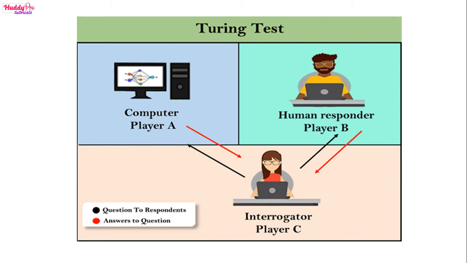This test aims at fooling the tester. How? The tester is fooled if he fails to tell who the human is and who the computer is. If the tester fails to distinguish the machine's response from the human response, then the machine is said to be intelligent. So this is how the Turing test works. The interrogator is fooled, and according to the responses, if he cannot determine who the human is and who the computer is, that automatically shows that this computer is intelligent. That's how the Turing test works.